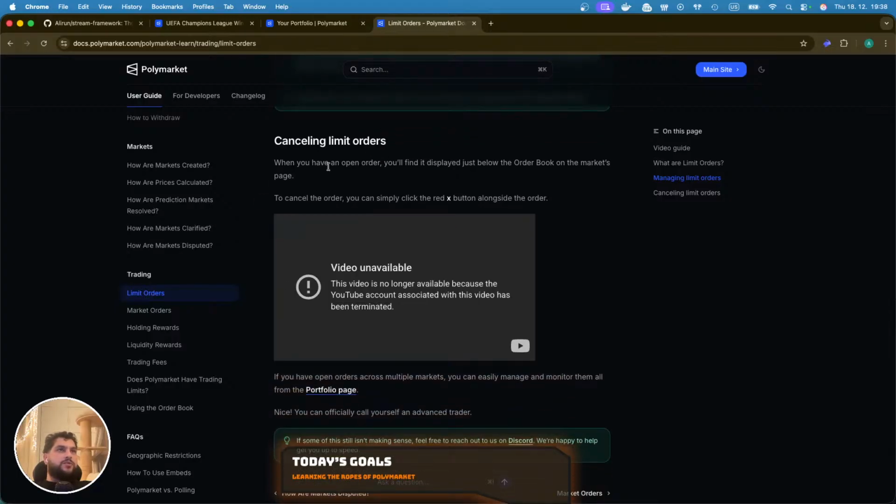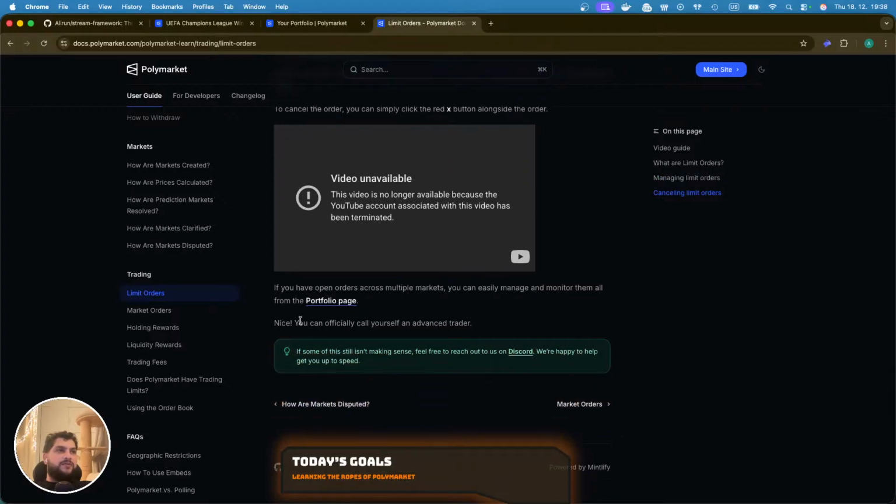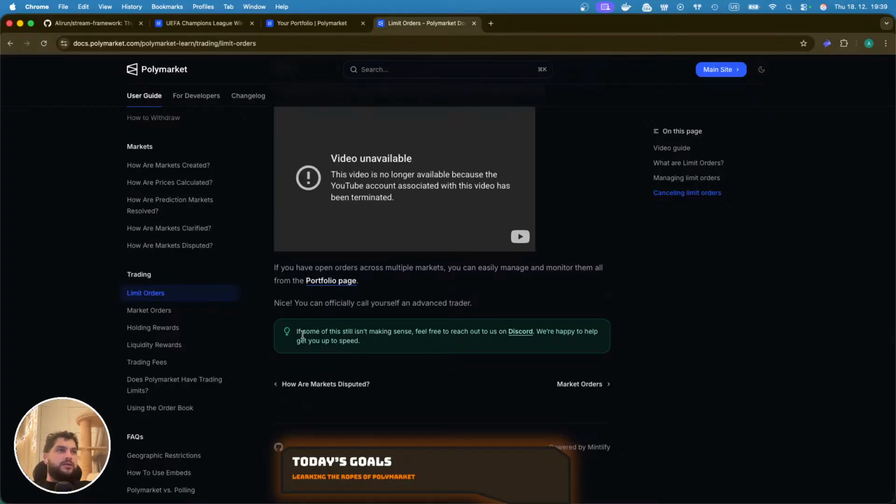Canceling: when you have an open order, you'll find it displayed. To cancel an order, you can click the red X button. If you have open orders across multiple markets, you can easily manage and monitor them all. If some of this still isn't making sense, feel free to reach out on Discord. Okay. What if my order was partially filled? That's interesting. Okay, they have their backend executing orders, so it doesn't matter.